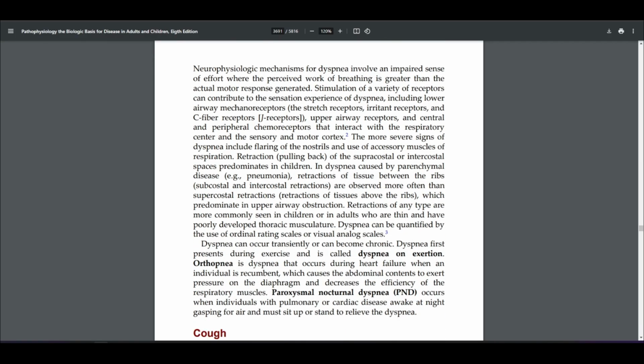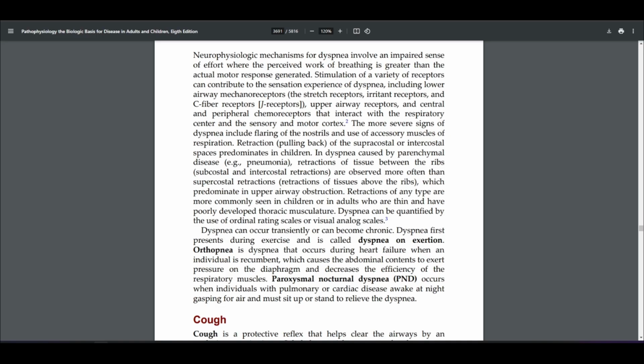The neurophysiologic mechanisms for dyspnea involve an impaired sense of effort, where the perceived work of breathing is greater than the actual motor response generated. Stimulation of a variety of receptors can contribute to the experience of dyspnea, including lower airway mechanoreceptors, upper airway receptors, and central and peripheral chemoreceptors that interact with the respiratory center and the sensory and motor cortex.